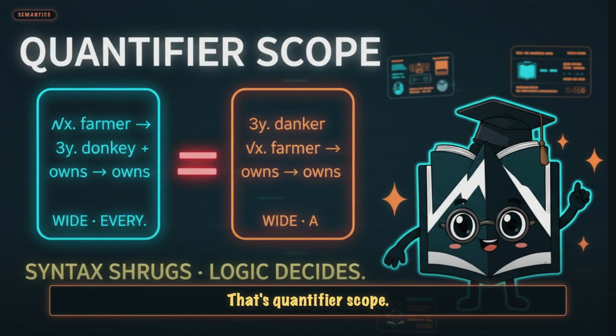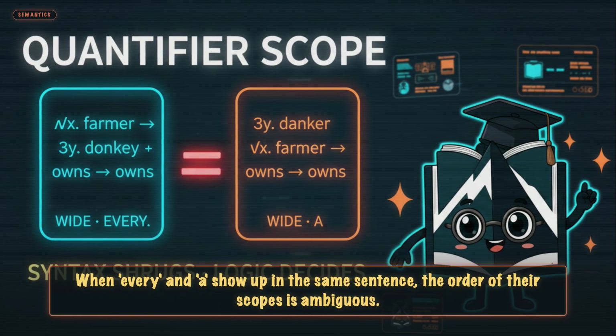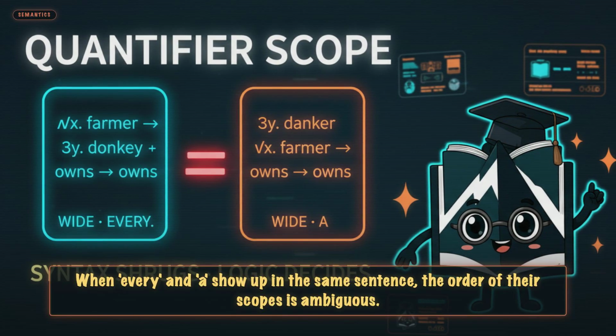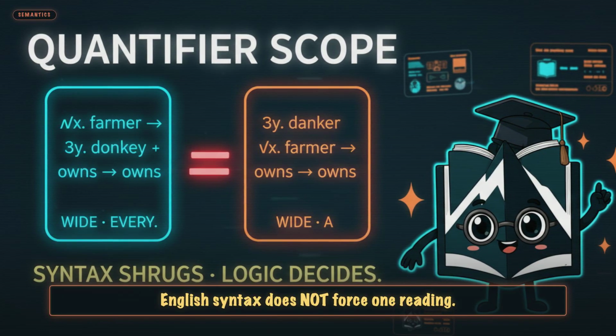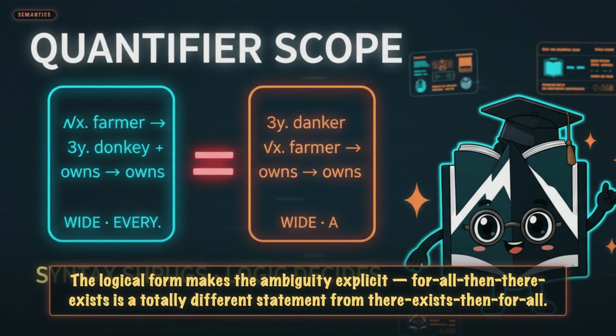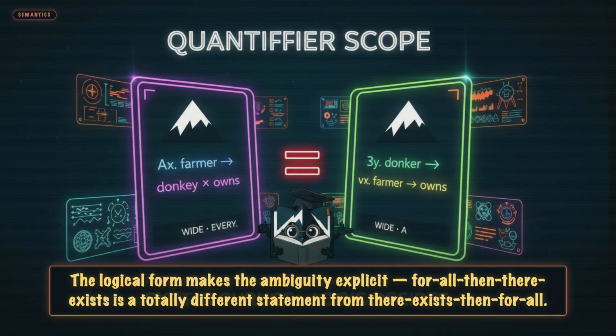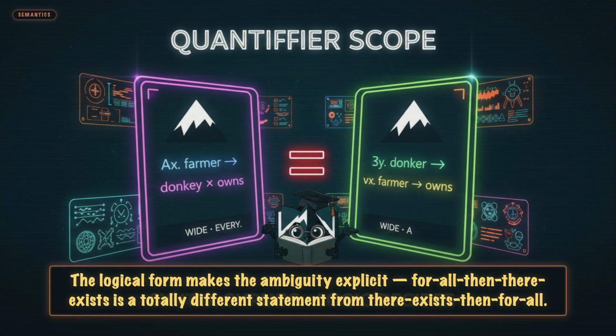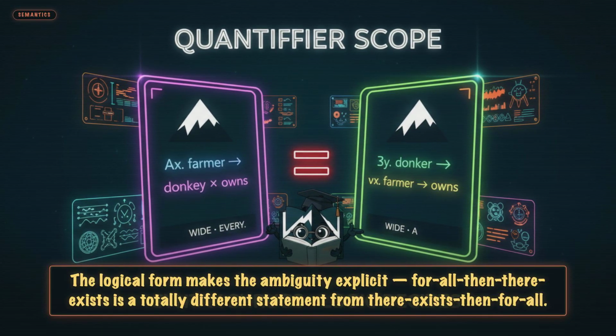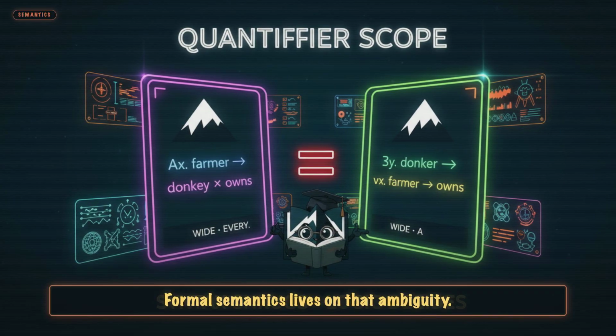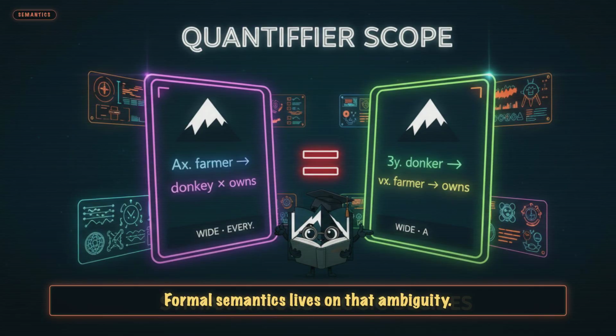That's quantifier scope. When every and a show up in the same sentence, the order of their scopes is ambiguous. English syntax does not force one reading. The logical form makes the ambiguity explicit. For all then there exists is a totally different statement from there exists then for all. Formal semantics lives on that ambiguity.